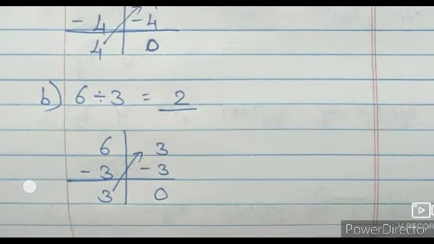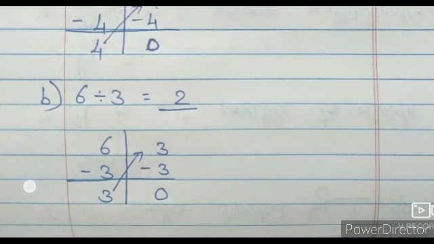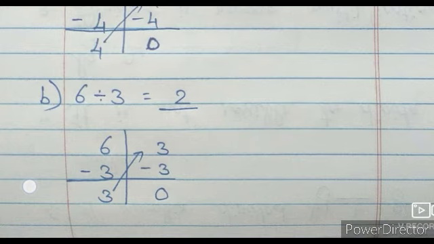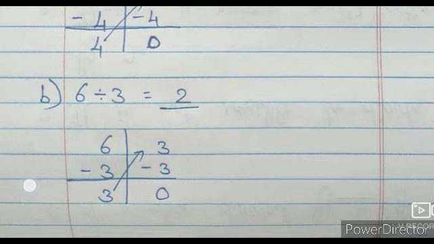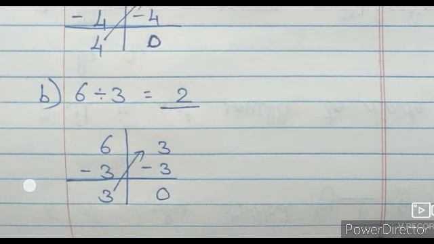Now you take this 3 here. And again minus 3. We know a number subtracted by the same number gives the answer 0. So 3 minus 3 equal to 0. Now count how many times we subtracted this. 1, 2. We subtracted this 2 times. So the answer is 2.